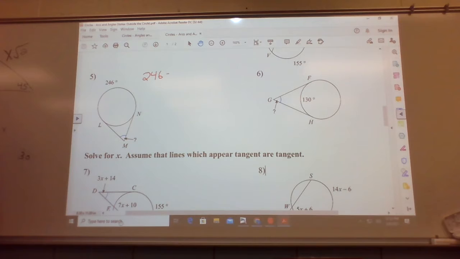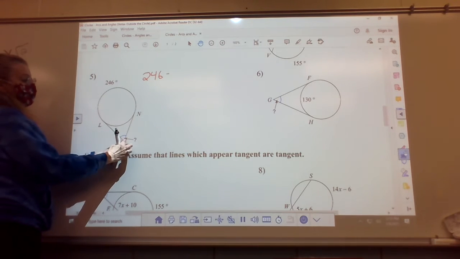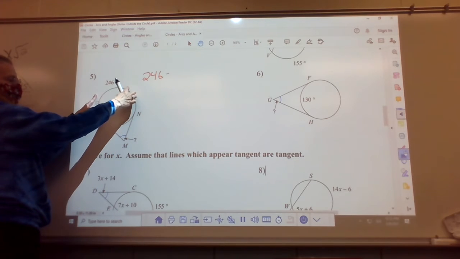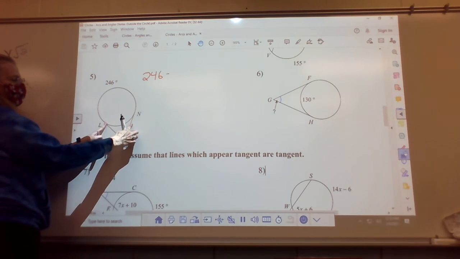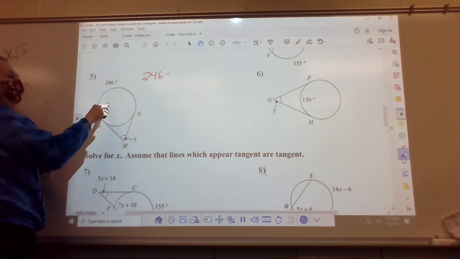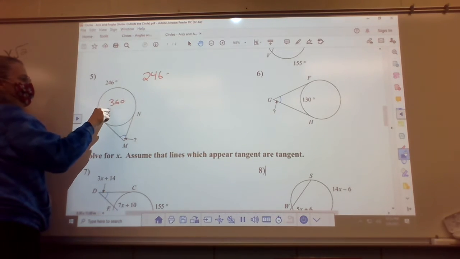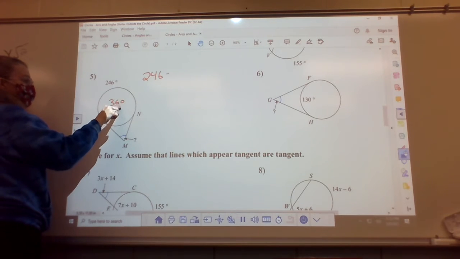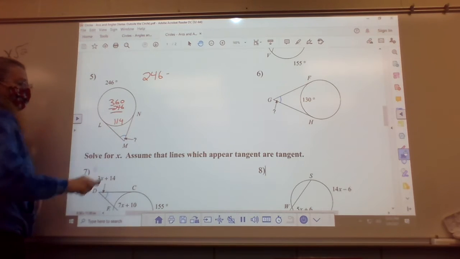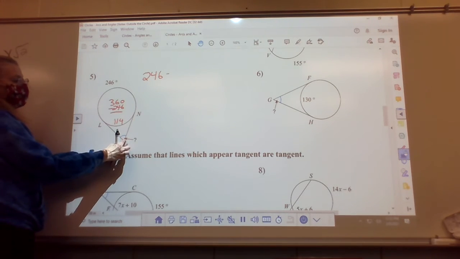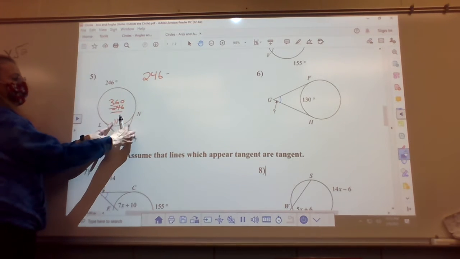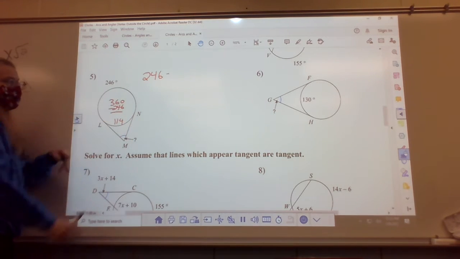On the other ones that we had done, the angle kind of came up and shaved the edges off the circle. But this one, it comes up right at the edge. So all of this is 360. If I take 360, subtract the 246 that I already knew, that means this arc here is going to be 114. And I only can do that because the angle comes up right to the edge of the circle. If it chops off any of the edges, it doesn't work that way.